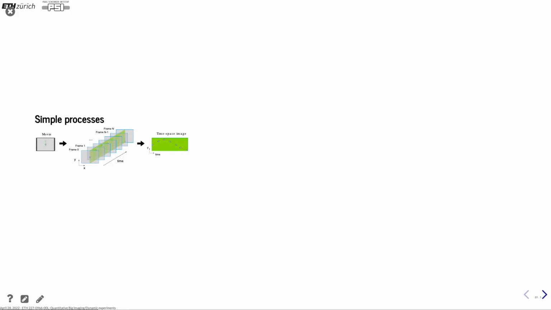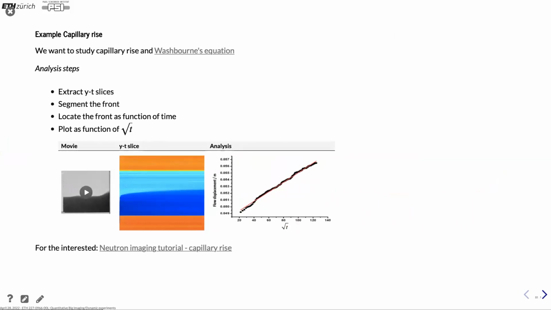And in this case, you can see in the movie that there is a dot going up and down. And that dot is on each frame represented at some point. And when you go to the time-space image, you very nicely see that this dot is following some kind of sine-like curve. And this is something I used in one of the experiments we are doing.